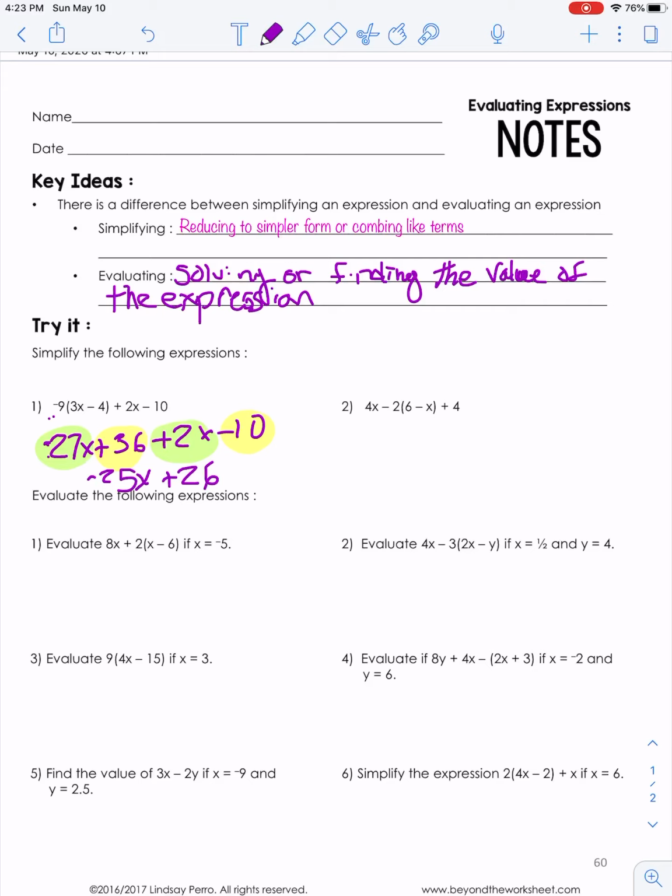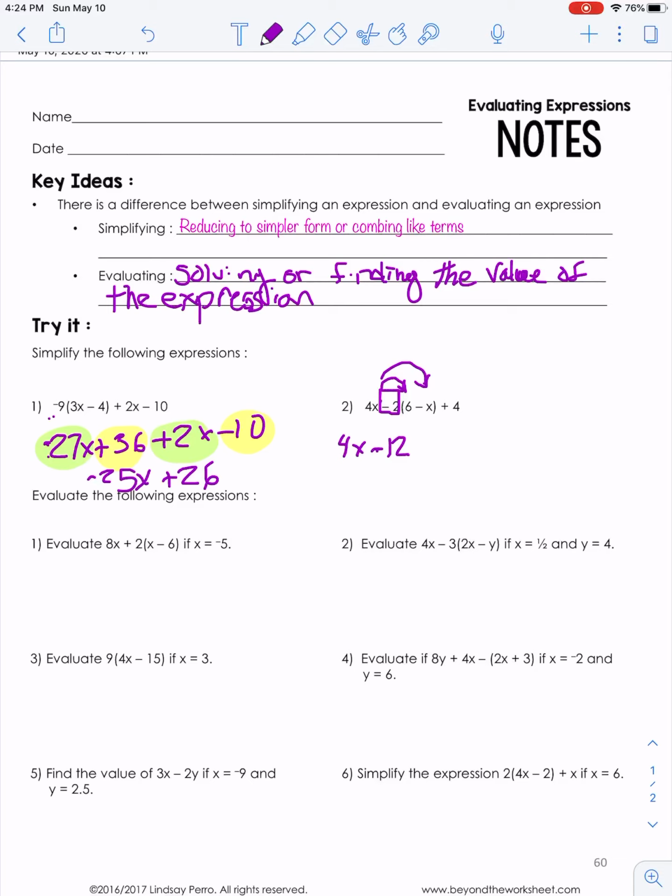Now I want you to try number 2. What would be our simplified expression for number 2? So first we need to distribute that negative 2. So we're going to distribute it to the 4x, the 6, and then negative x. So we drop down our 4x. Then we have negative 2 times a positive 6. So that leaves us with a negative. So 2 times 6 is 12.